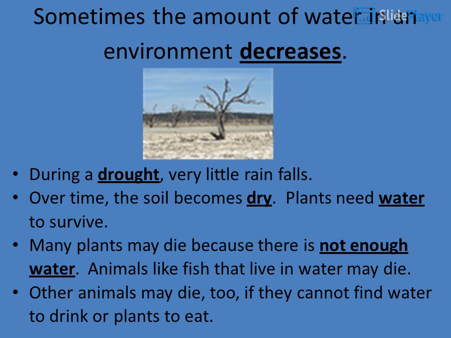Sometimes the amount of water in an environment decreases. During a drought, very little rain falls. Over time, the soil becomes dry. Plants need water to survive. Many plants may die because there is not enough water. Animals like fish that live in water may die. Other animals may die, too, if they cannot find water to drink or plants to eat.